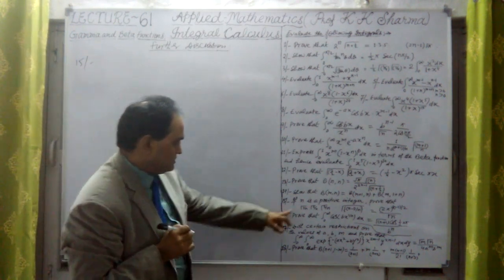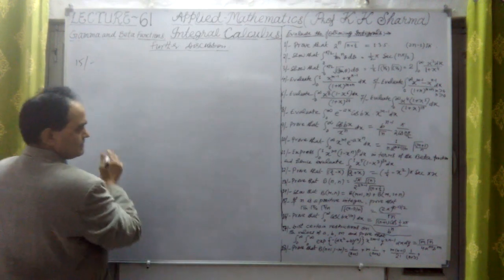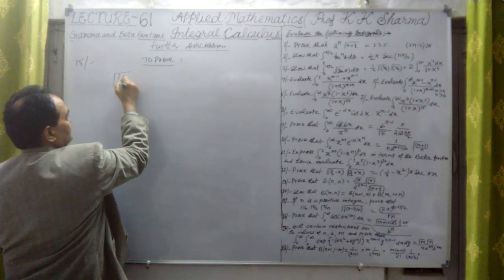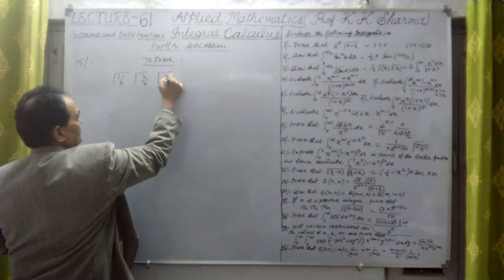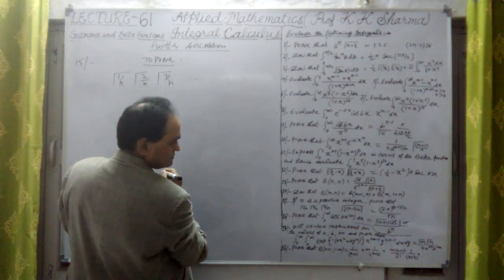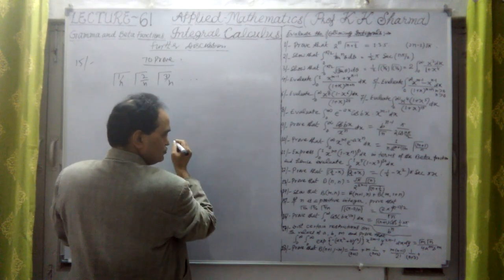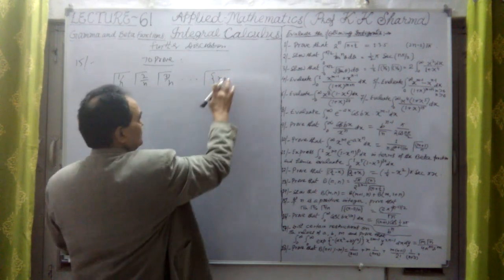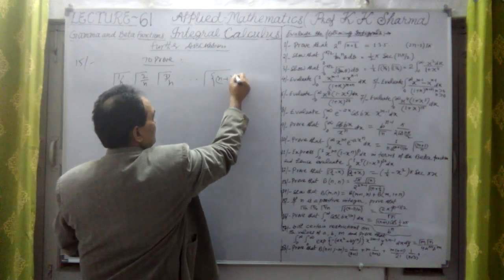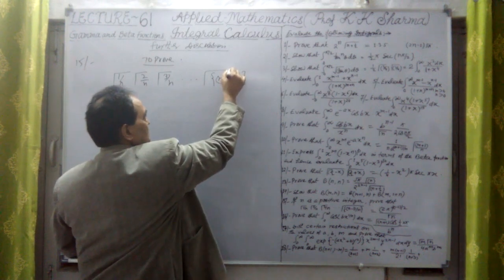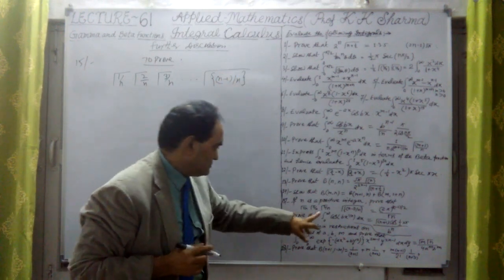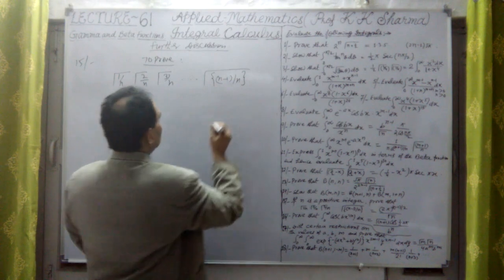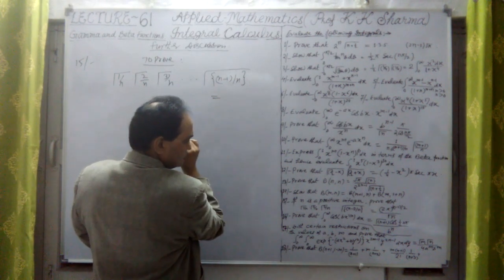Question number 15 says, if n is a positive integer, then prove that gamma 1 upon n, gamma 2 upon n, gamma 3 upon n, the multiplication in series up to gamma n minus 1 upon n. This is 1 upon n, 2 upon n, 3 upon n, up to gamma n minus 1 upon n. This is equal to, we have to prove, how much?